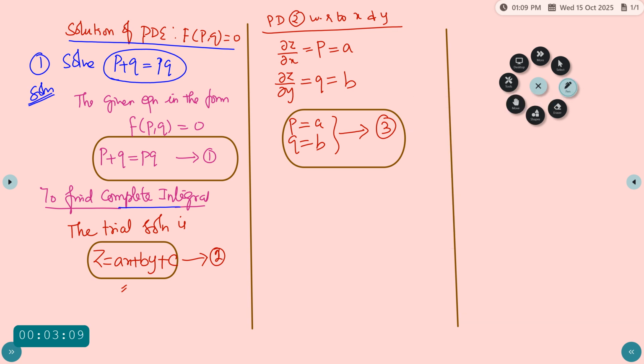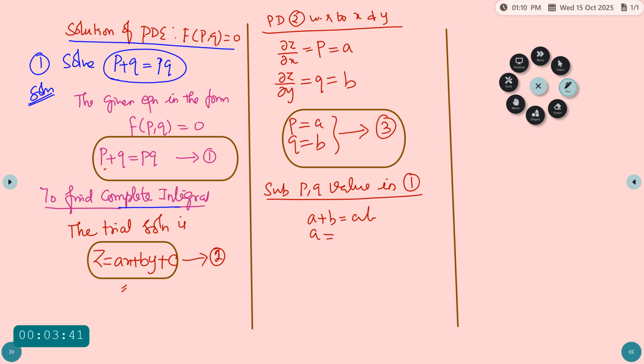For the complete integral, start with the trial solution z equal to ax plus by plus c, and then partially differentiate with respect to x and y. We will get the p and q values. Now substitute these values in the given equation, that is, equation 1. Instead of p and q, we have a plus b equal to ab.